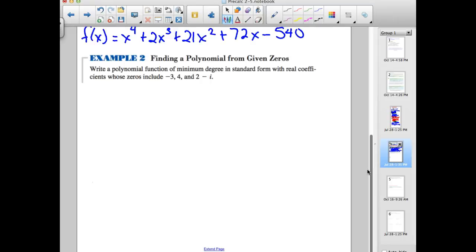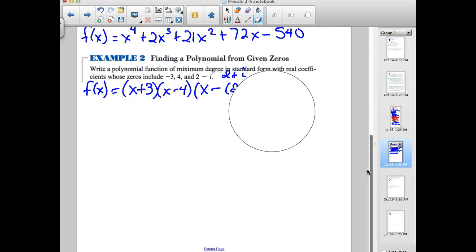All right, example 2 says write a polynomial function of minimal degree in standard form with real coefficients whose zeros are negative 3, 4, and 2 minus i. So again, the implied zero is 2 plus i. All right, so if negative 3 is a 0, x plus 3 would be your factor. If 4 is a 0, then x minus 4 is your factor. And be careful here. We have 2 minus i as the 0, so it's x minus 2 minus i.